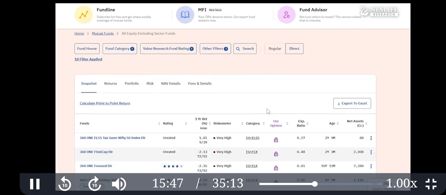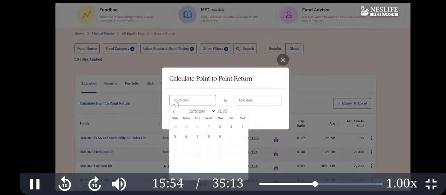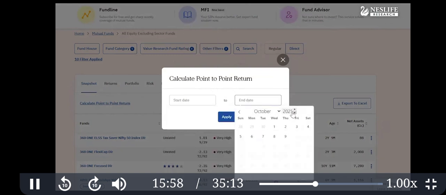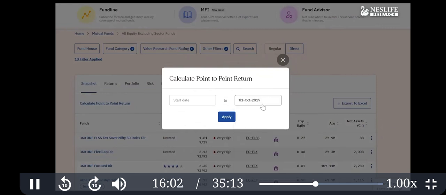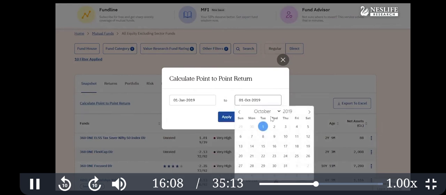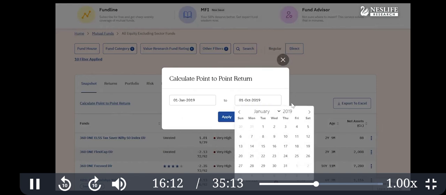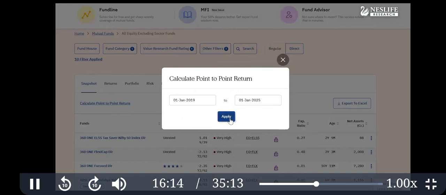First step is to click here and understand point to point return. Here you can type January 2019. You may ask why? Because it is before COVID. This is the starting date, January 2019. And here you can apply January 2025. So you can see 6 years.